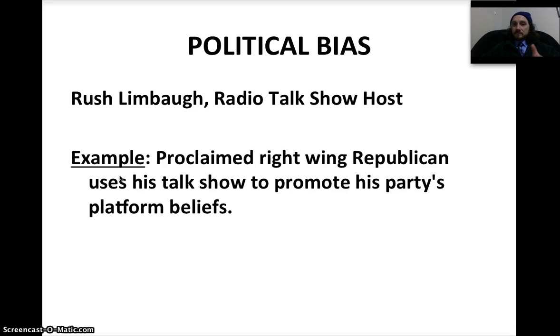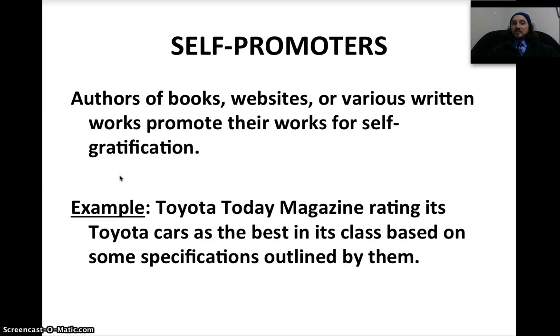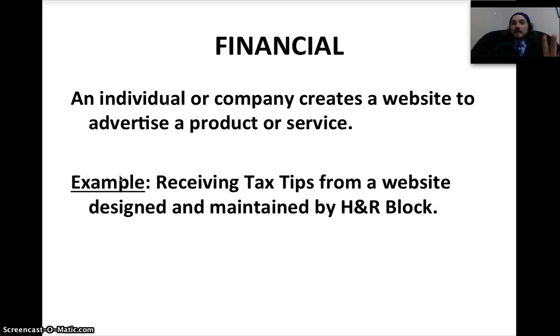Political bias. Rush Limbaugh has political bias. We've talked about that. He's a great example of someone that leans solely to the Republican Party. Self-promoter. Authors of books or websites or various works that promote themselves for self-gratification. Toyota magazine rating its Toyota cars best in its class based on some specifics they've come up with for that. Financial. An individual or company creates a website to advertise a product or service, or they have a financial stake to make you believe something on their website. And if you believe this thing, then it's good for them and their bottom line. They have a financial stake at it, a direct financial stake.